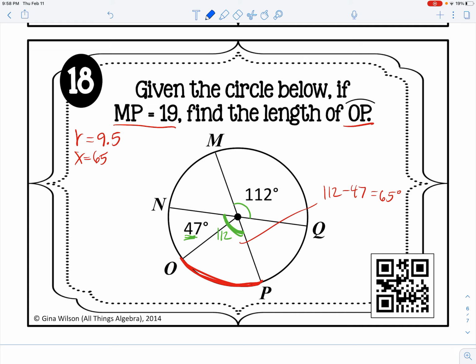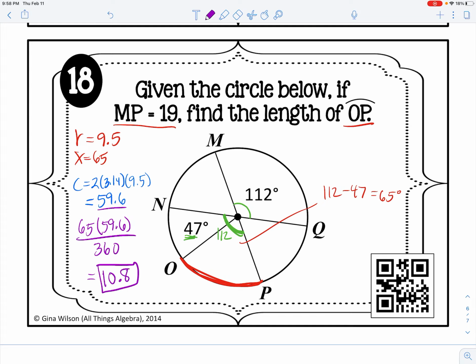Okay, let's do it, and now we're ready to go ahead and solve for this. So let's see, circumference 2 pi r, and I get about 59.6. Okay, let's do our arc length then, 65. So our angle times our circumference here over 360. And I get about 10.7 or 10.8.